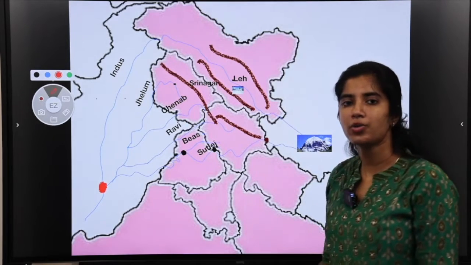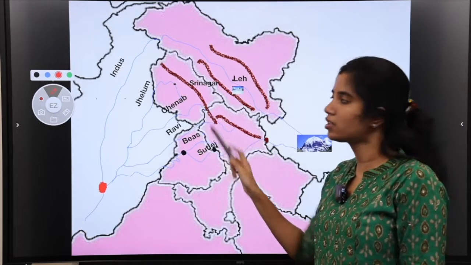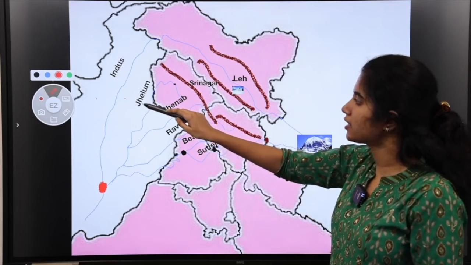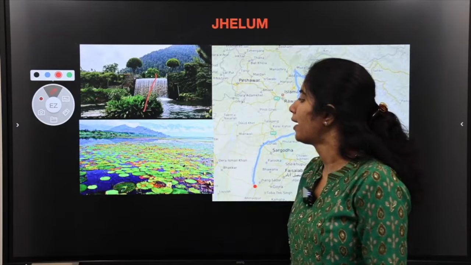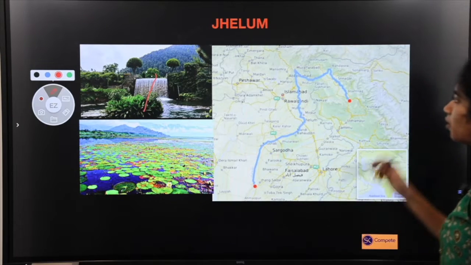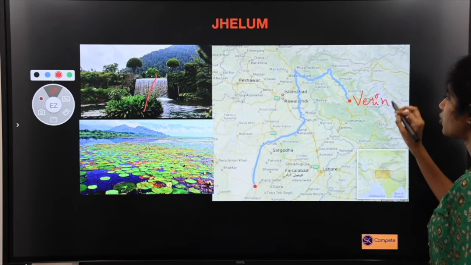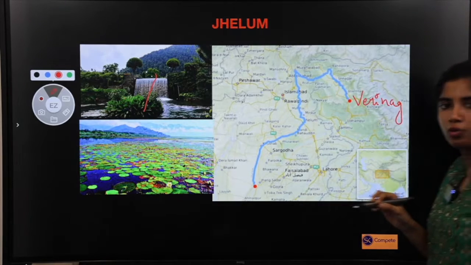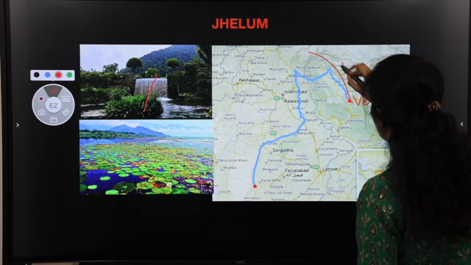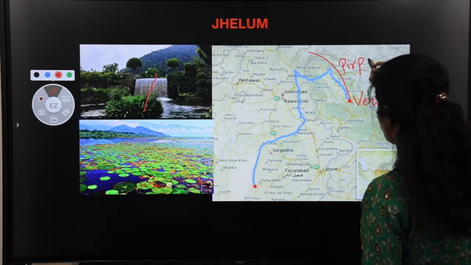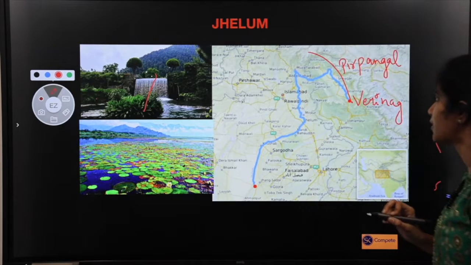Now we are going to see the tributaries of the river Indus. Tributaries are small streams or rivers joining the river Indus. The first one is the Jhelum tributary. Where does this originate? It originates in the Verinag spring in Jammu and Kashmir at the foothills of the Pir Panjal range. So ranges are also important, and which states it flows through is also important.